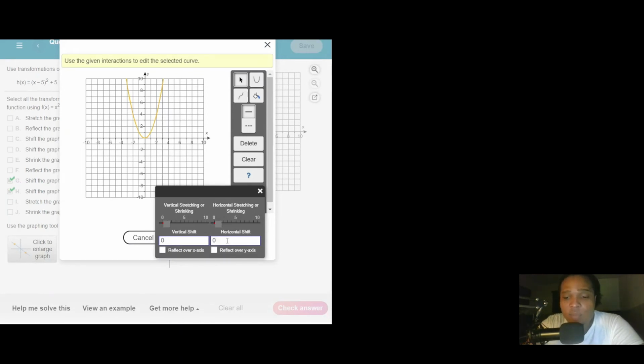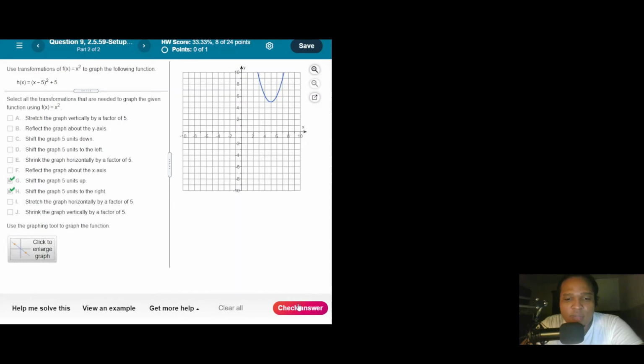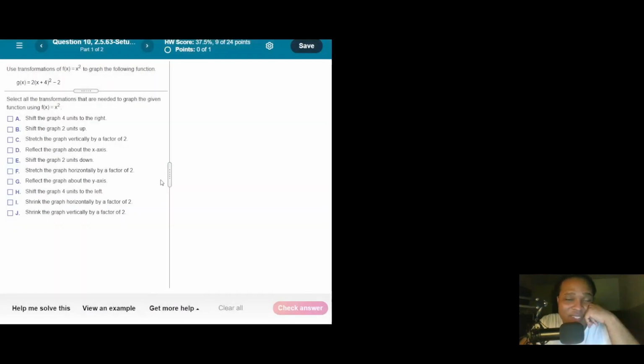So a horizontal shift of positive 5 and a vertical shift of positive 5 as well. All right, hit the X. Yeah, so it started from here, then it went right 5, up 5. Yep, that's it. Save. Yeah, we got it. Let's keep going. This is fun, right?